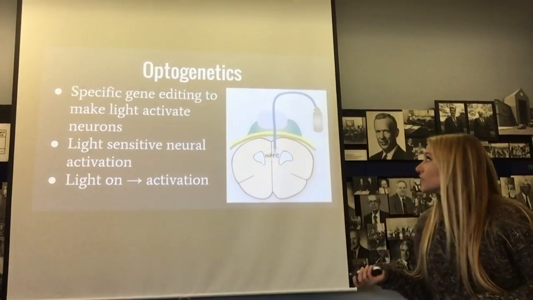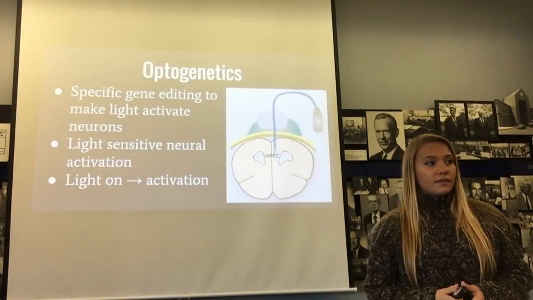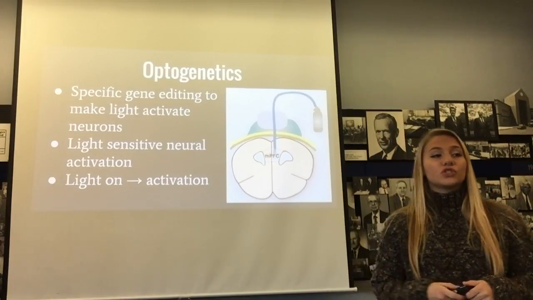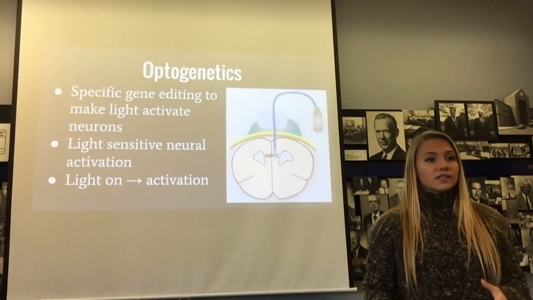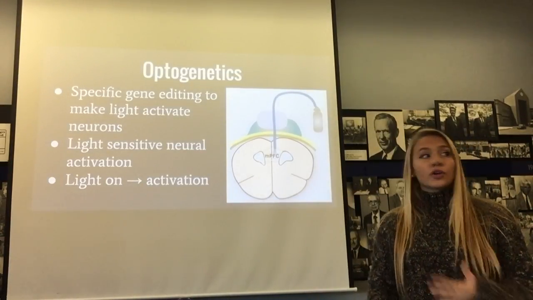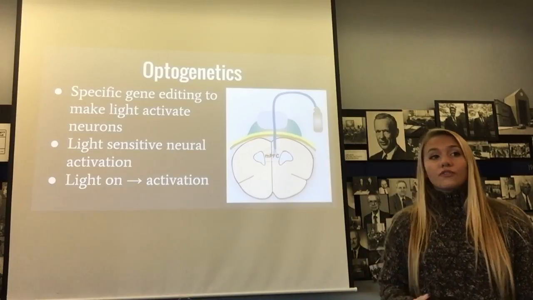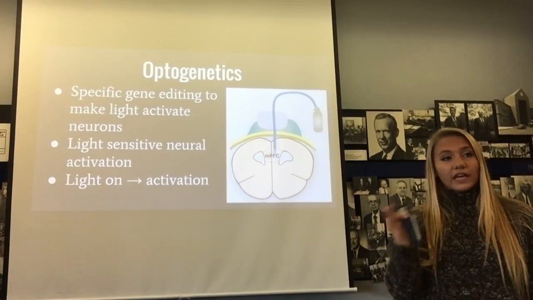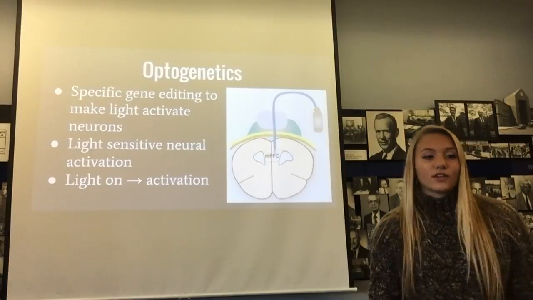So the next thing you need to know is optogenetics. Does anybody know what optogenetics is? Okay. Optogenetics is altering genes, and what it does is it makes neurons light sensitive. So if you turn on a light, it makes the neurons activate, and if you turn off that light, the neurons are no longer activated. So light on, the neuron is on. Light off, the neuron is off.